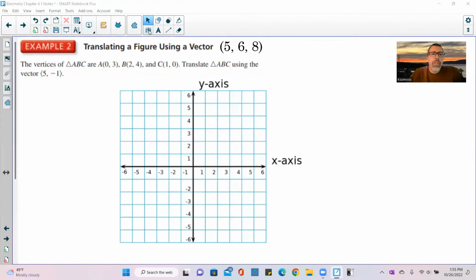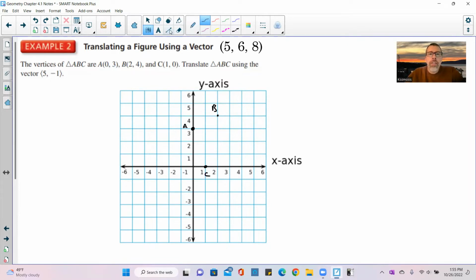Okay, example two is translating a figure using a vector. So it says the vertices of triangle ABC are A is 0, 3. So I go over 0, up 3. This is A. B is 2, 4. Over 2, up 4. Here is B. And C is 1, 0. Over 1, up 0. This is C.